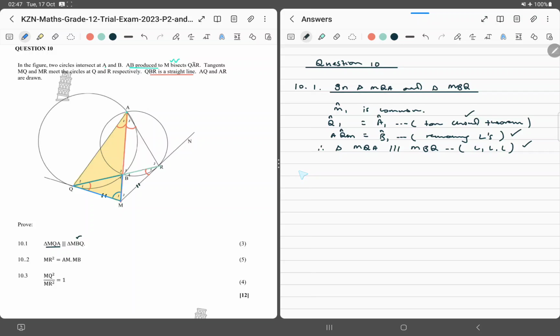So 10.2. We are told here, prove that MR squared. Now, always interpret this stuff here. Where is MR? There is MR over there. Can you see? Now we are saying squared. What are we trying to suggest? Either we have Pythagoras theorem, but now we don't have any right angles here. So it can't be Pythagoras.